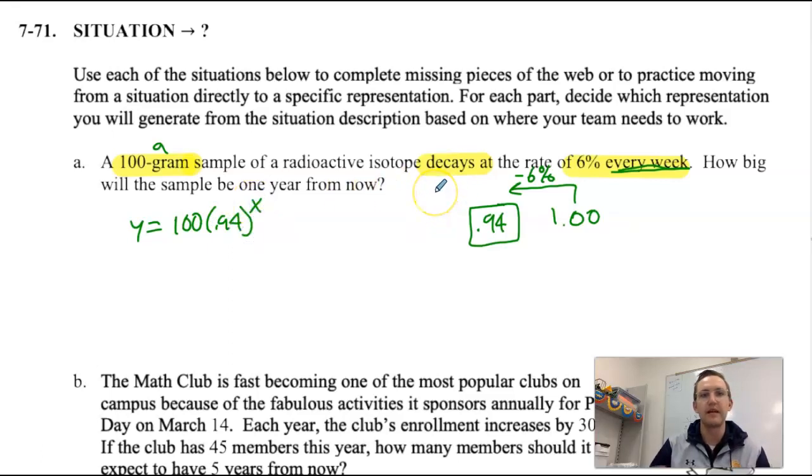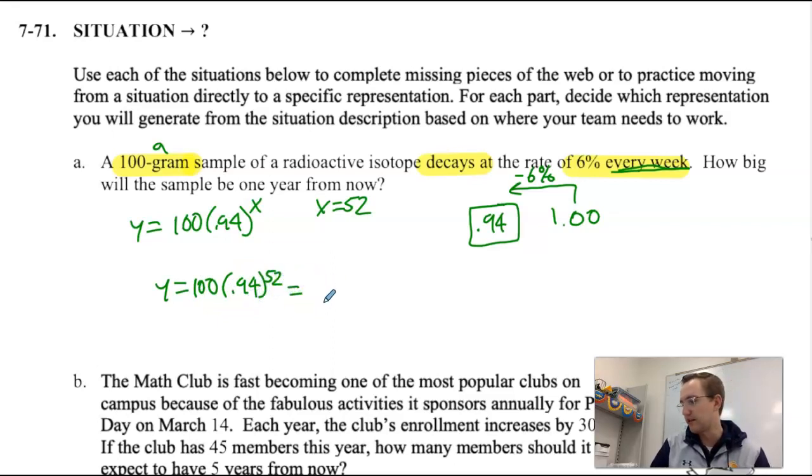And if we want to figure out how big the sample is going to be a year from now, we need to know how many weeks are in a year. So 1 year from now is 52 weeks. That means we plug in 52 for x, and then we can solve. So y equals 100 times 0.94 to the 52nd power, and we will get 4.005 grams.